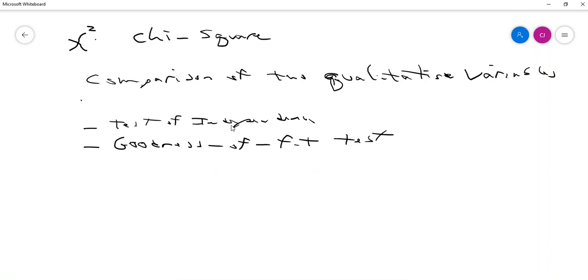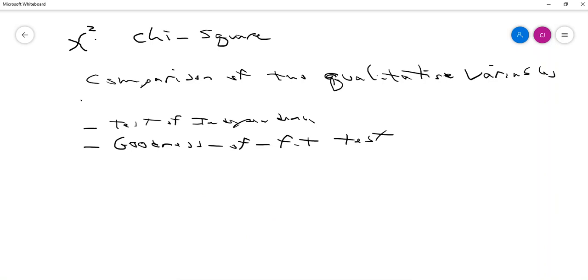The difference between these two tests is that for the test of independence, typically we don't have any predetermined values that we're comparing to. The goodness of fit test, we do have predetermined values, and there's lots of other tests that people break this down into, but in general, this is the idea for chi-square. Whether you have predetermined values that you're comparing to, and again, two qualitative variables here.